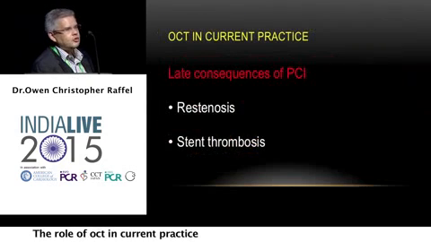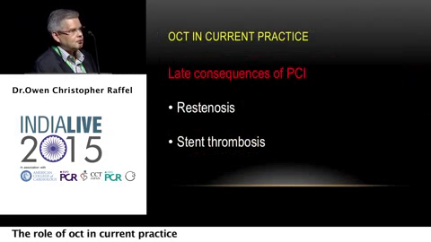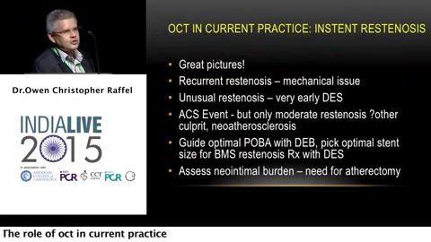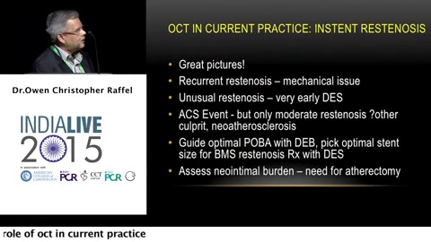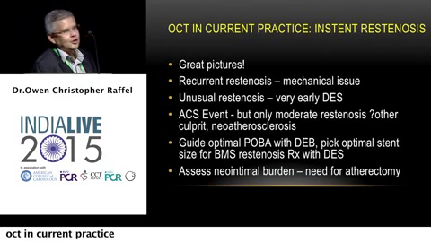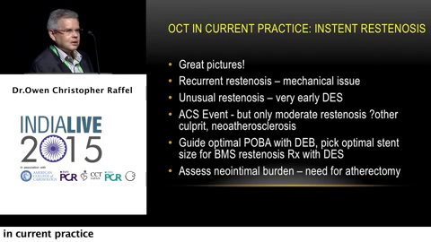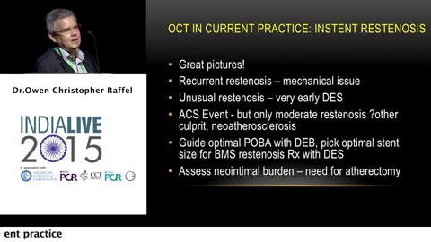What about the late consequences of PCI, the things we want to prevent, restenosis and stent thrombosis? In restenosis, this is where I think OCT is useful. One, if you want great pictures, you can always do OCT for restenosis because they're fantastic pictures, but you don't do it just for the pictures. If you have recurrent restenosis, it's very important that you make sure there isn't a mechanical issue, because if you don't fix the mechanical issue, they're going to keep coming back. And here OCT is very useful.